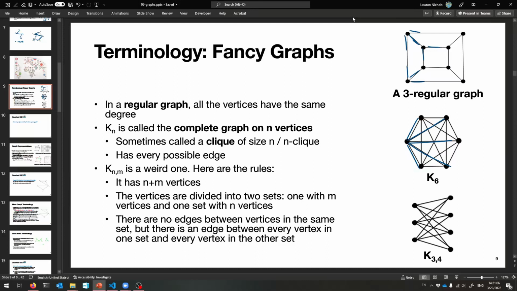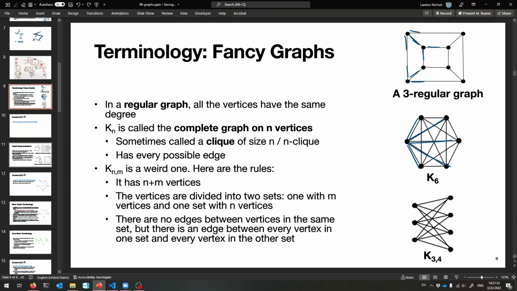And this is also sometimes called a clique. I don't know why it's pronounced clique. Maybe that's because it comes from French people, but usually in English we pronounce that word as click, right? But we say clique in graph theory. And this is also sometimes called a clique of size 6, for example. It has every possible edge that could be there. So that's K_n, and this last one is the weirdest one, K_n,m.